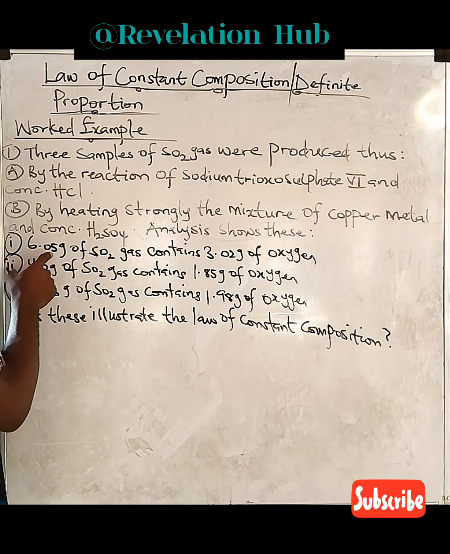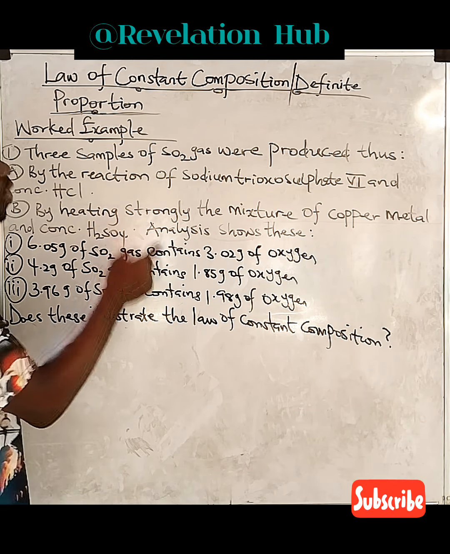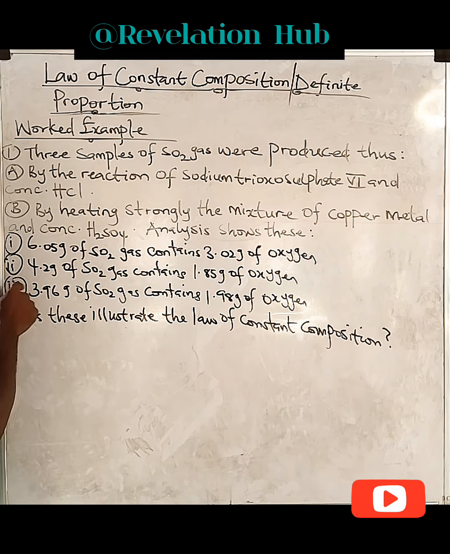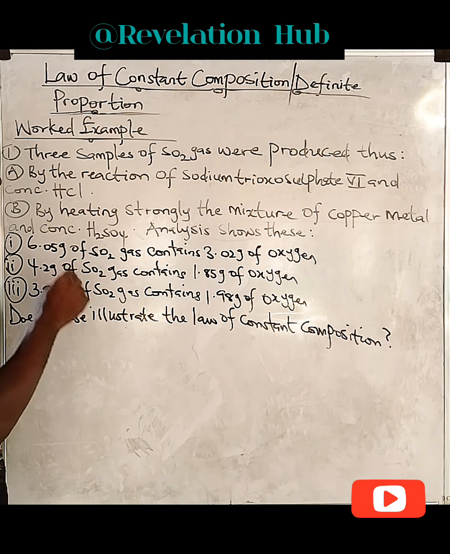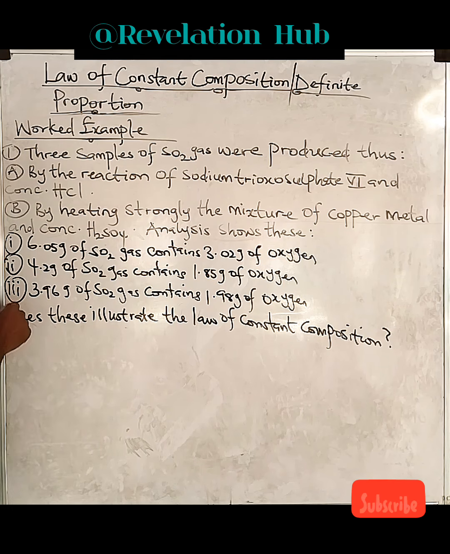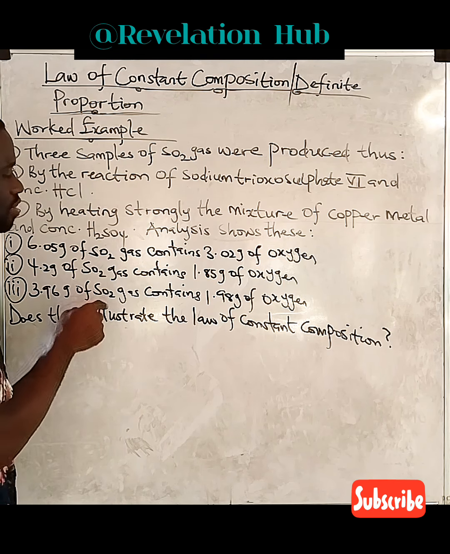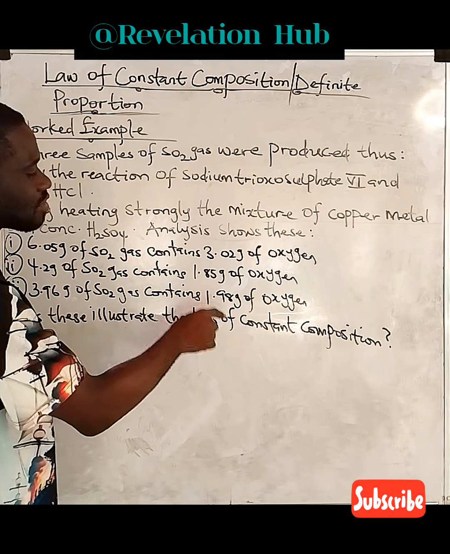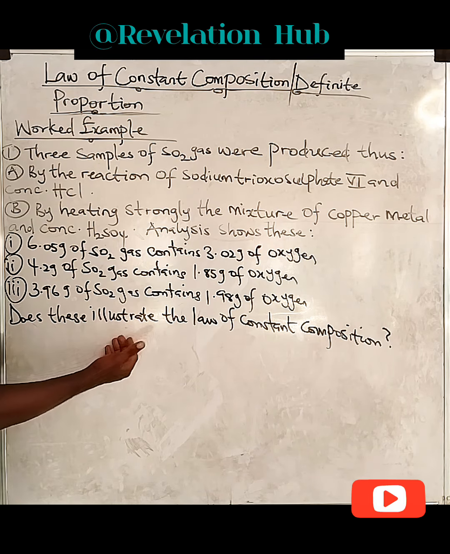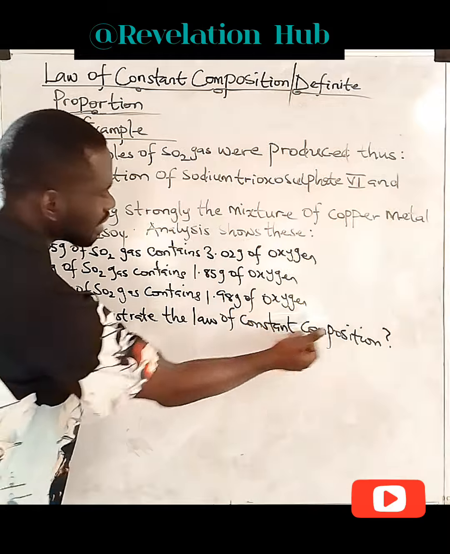Number one, 6.05 gram of SO2 gas contains 3.02 gram of oxygen. Two, 4.2 gram of SO2 gas contains 1.85 gram of oxygen. And three, 3.96 gram of SO2 gas contains 1.98 gram of oxygen. Now here's a question. Does this illustrate the law of constant composition?